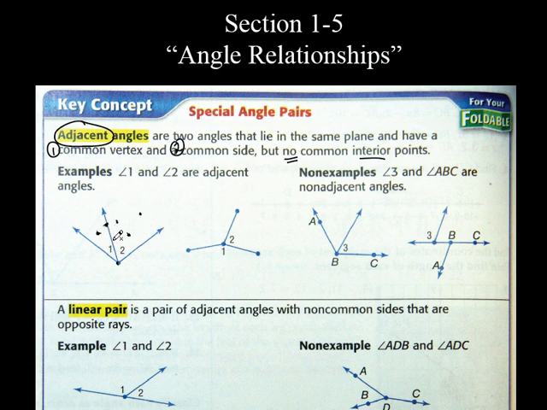That's not inside of the angle. So all three of those things are true. So guess what? Angle 1 and 2 are adjacent angles. So 1 and 2 are adjacent. This is the most common looking type of adjacent angle.